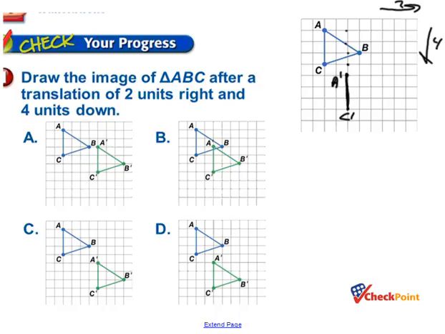That'll be the first side of our triangle. B moves over 1, 2, and 4 down, 1, 2, 3, 4. So this is B prime. So here's the rest of our triangle, and that becomes our translation. If I look at the choices here, it looks like letter D is the correct answer.